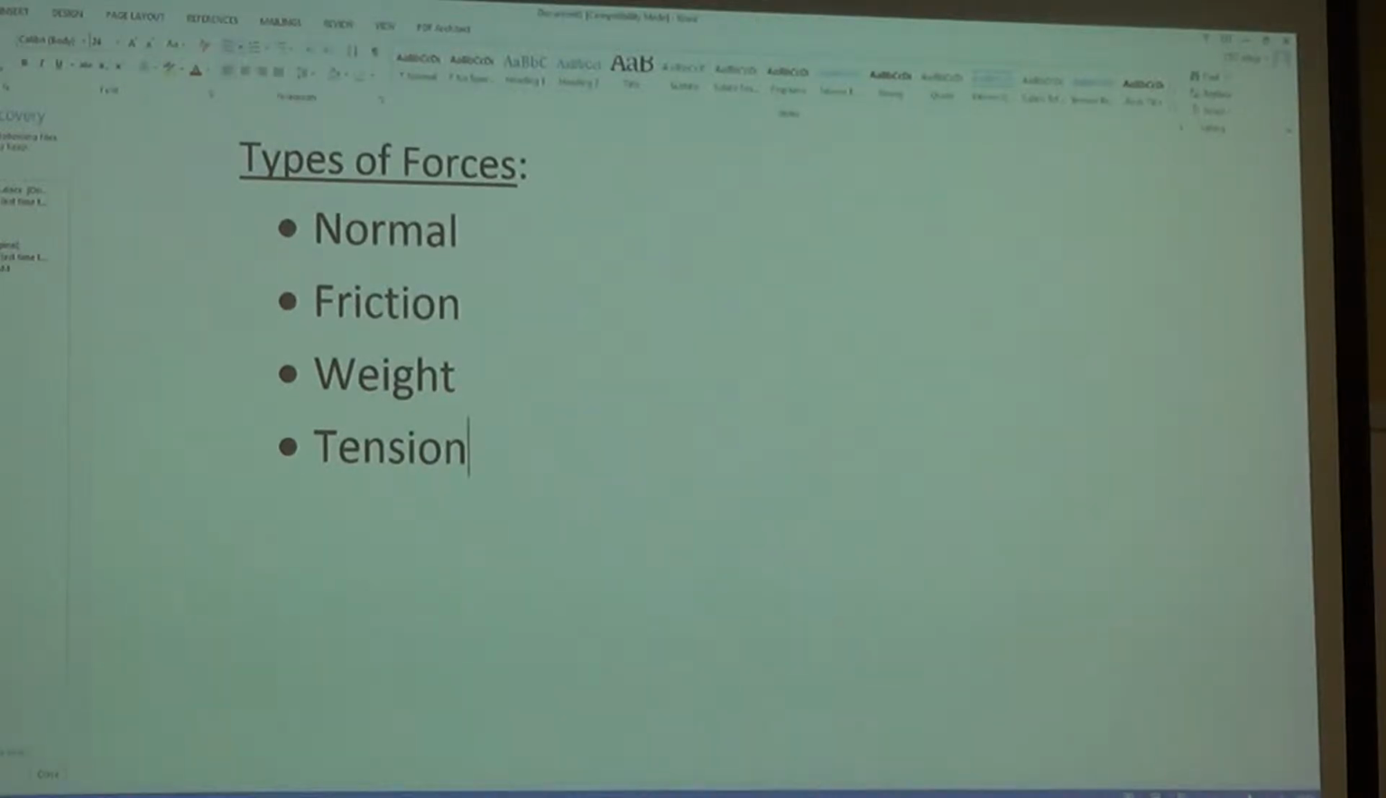Let's talk about tension. What is tension? A pull, right? When you're being pulled. It's a pull force. What's the opposite of tension? Compression.